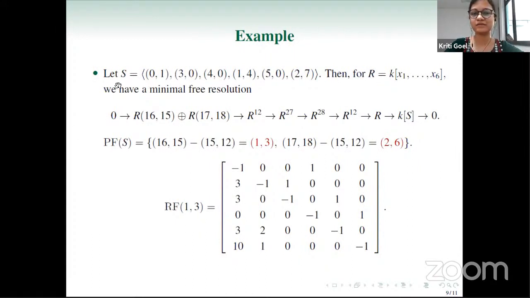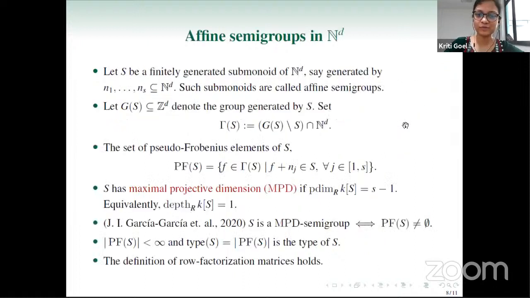So we have this affine semigroup, which is generated by these 6 tuples. So this means we can form a semigroup ring R, which is the quotient of this polynomial ring k[x1, ..., x6] over the defining ideal. This is our k[S]. Now, the proof of this result, which says S is MPD if and only if the set of pseudo-Frobenius elements is non-empty, actually gives a very nice construction of pseudo-Frobenius numbers using the resolution of the semigroup ring as a module over the polynomial ring.